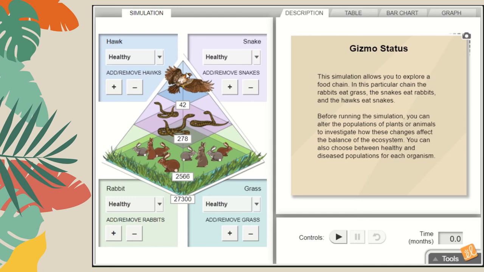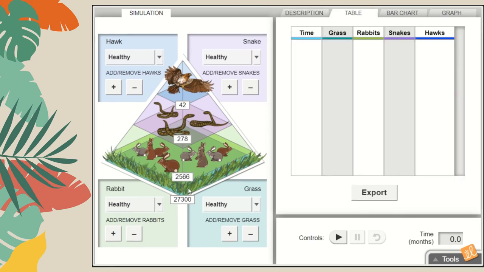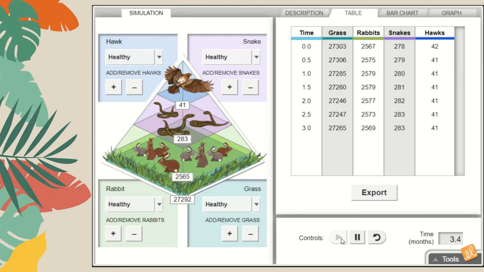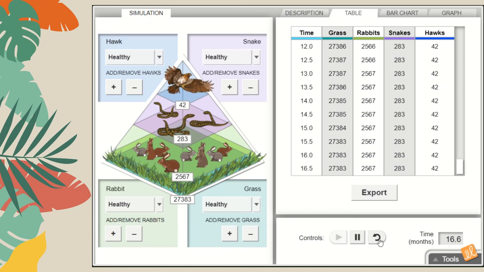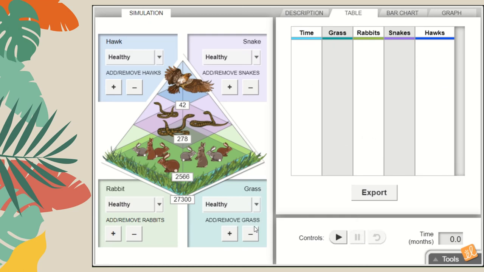Okay? And this simulation will let us explore the food chain, and let's see how we can affect the balance of nature. I will use this table, and let's first of all check how the number of organisms changes in nature. So look, with time, the number of grass, rabbits, snakes, and hawks do not change since nature is in balance.